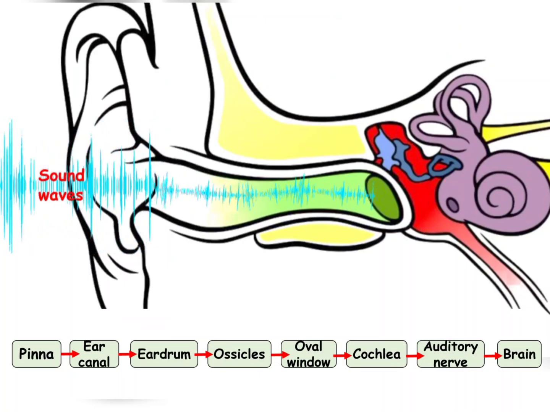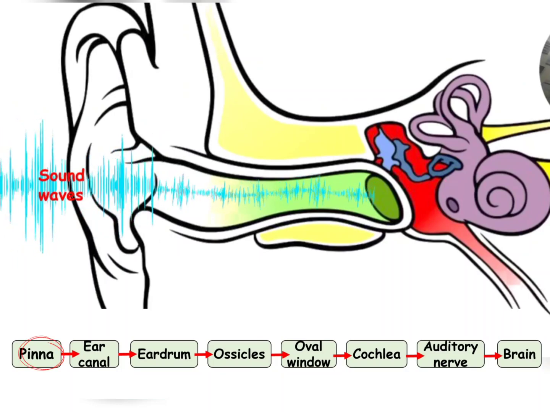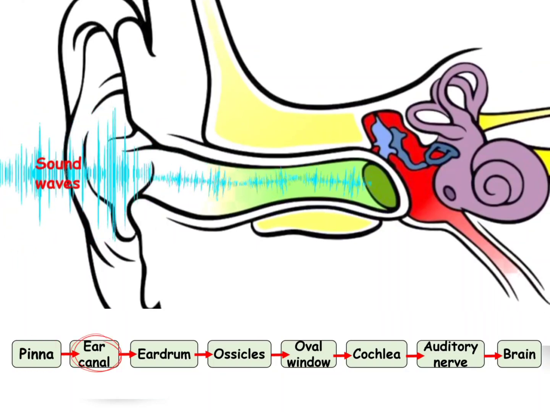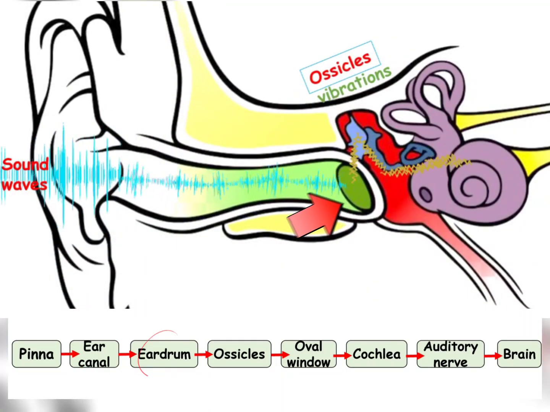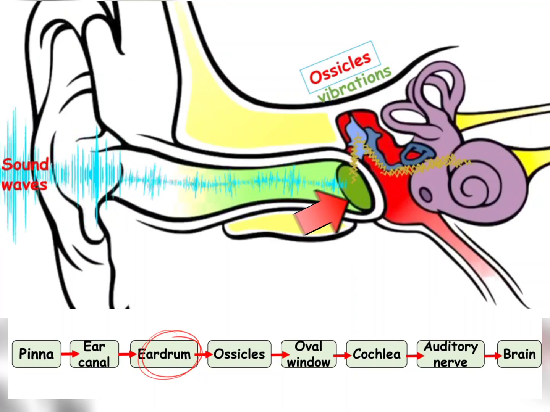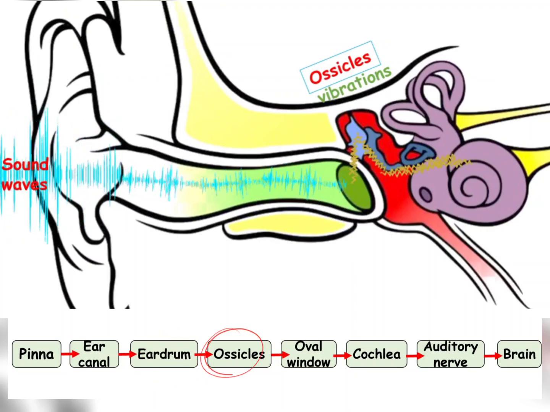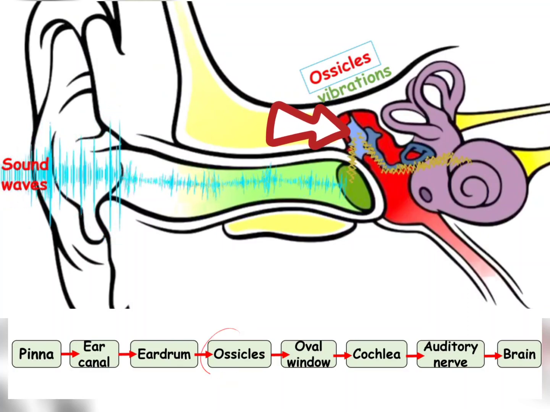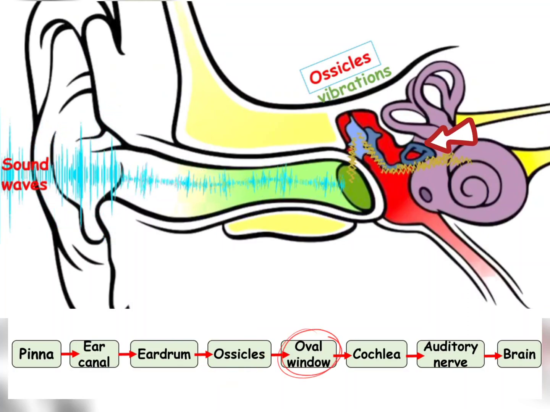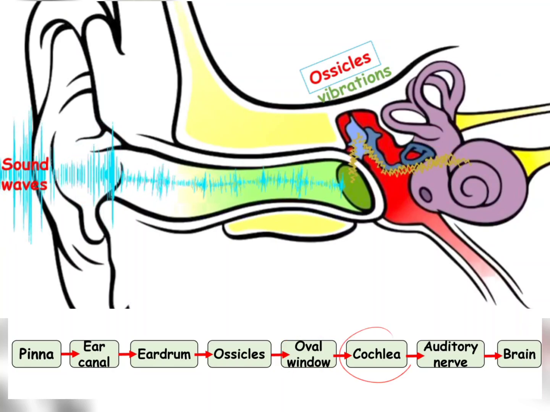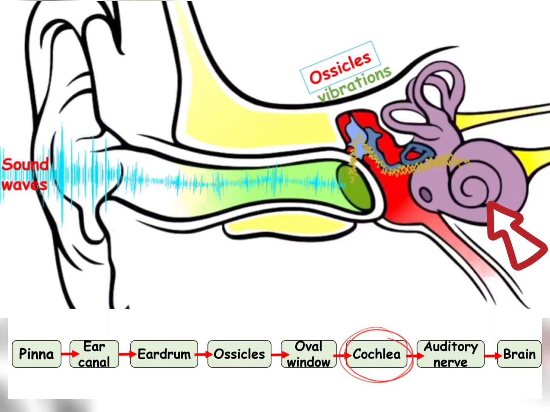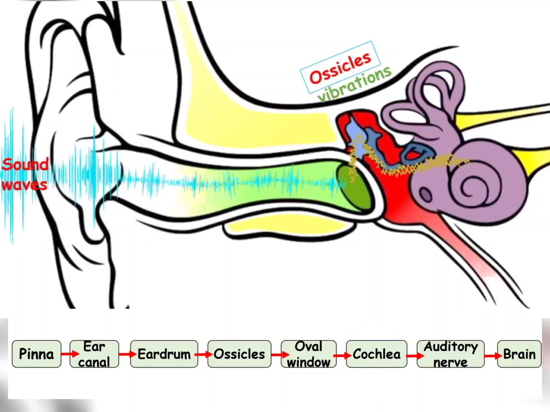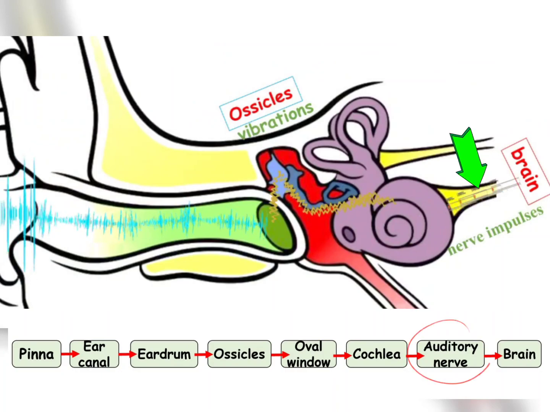At first, the pinna will collect the sound waves, and the sound waves travel through the ear canal to your eardrum. The eardrum turns sound waves into sound vibrations and sends them to the ossicles. Then the ossicles will amplify the sound vibrations. The oval window will transfer the sound vibrations to the cochlea. Then the cochlea will turn the sound vibrations into nerve impulses. Lastly, the nerve impulses will be sent to the brain by the auditory nerve.